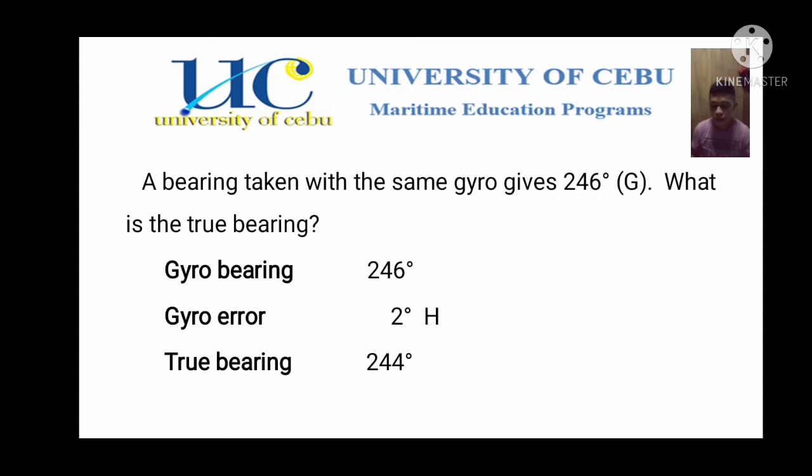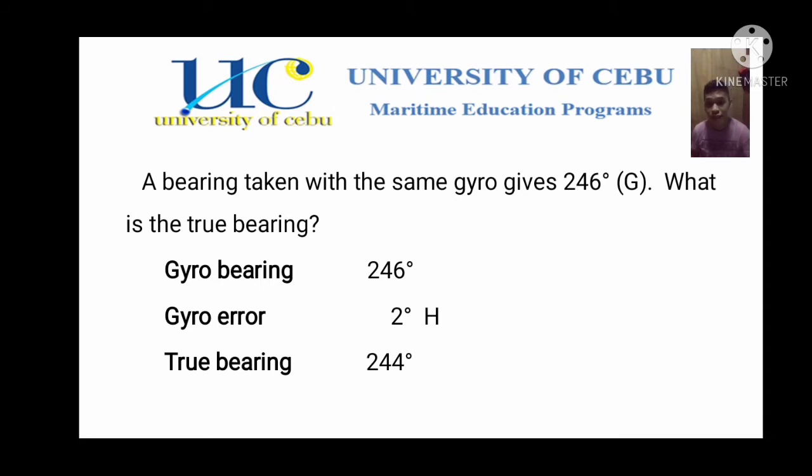So the next problem: a bearing taken with the same gyro gives 246 degrees. What is the true bearing? So he's asking, a bearing taken with the same gyro gives 246 degrees. What was given is the gyro bearing of 246 degrees, and he's asking what the true bearing is. So we have a 2 degree high error.